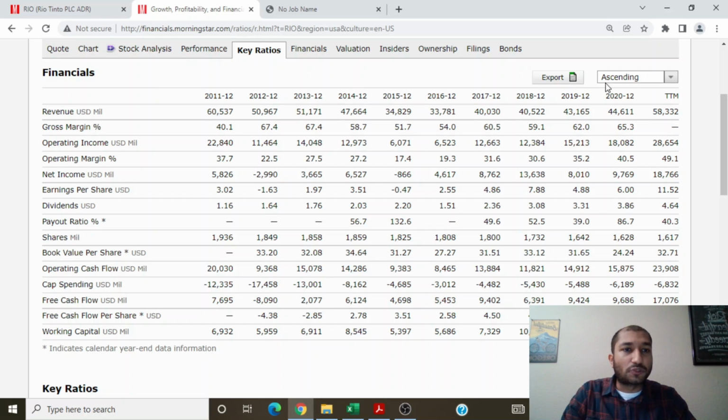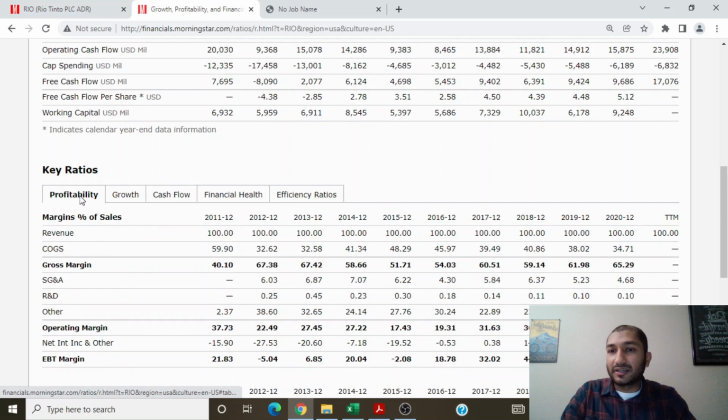I will be using the 2020 free cash flow number of $9,686 million for my discounted free cash flow DCF analysis, because we can see that this number is fairly comparable to the free cash flows that we have seen in the previous years. The trailing 12-month free cash flow is highly inflated, so it would give me a high intrinsic value number, which would not really make sense. So I will be using the 2020 free cash flow number for my discounted free cash flow DCF analysis.